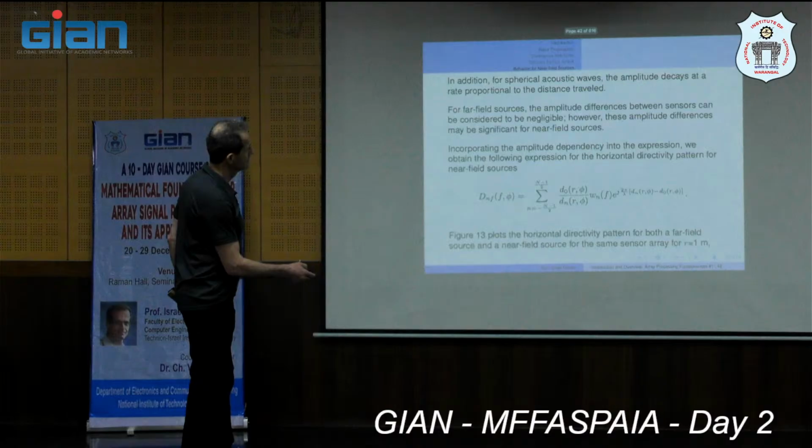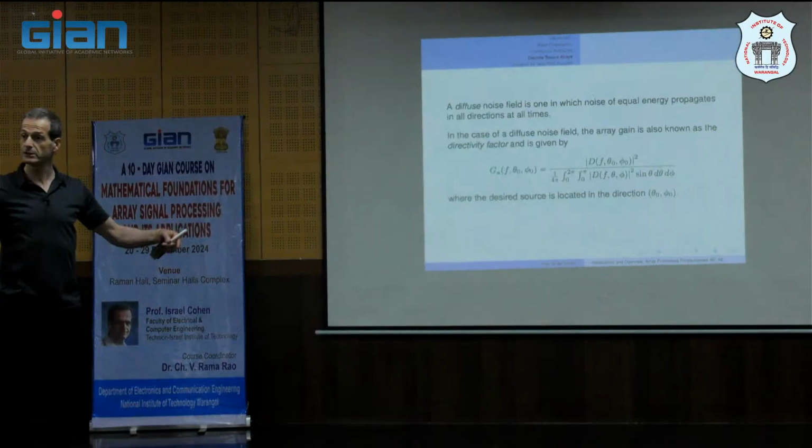So if we want to compute the near field array gain, what does array gain for near field mean? That the desired source is in the near field. But the noise comes from all directions, so it's still the far field. So when you change this formula, this expression, you don't change the directivity pattern both in the numerator and denominator, only in the numerator.